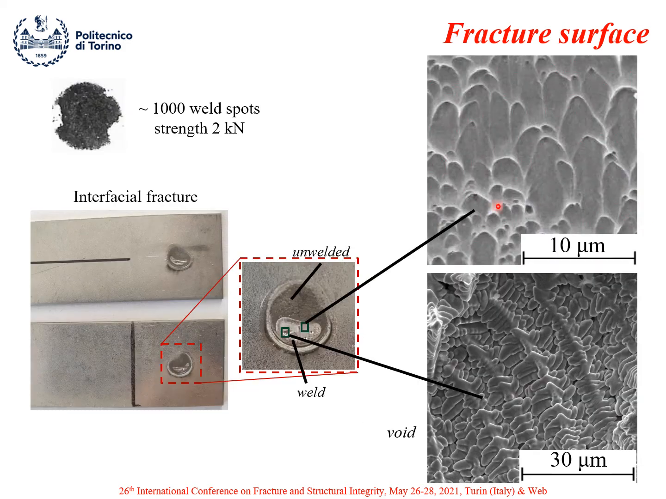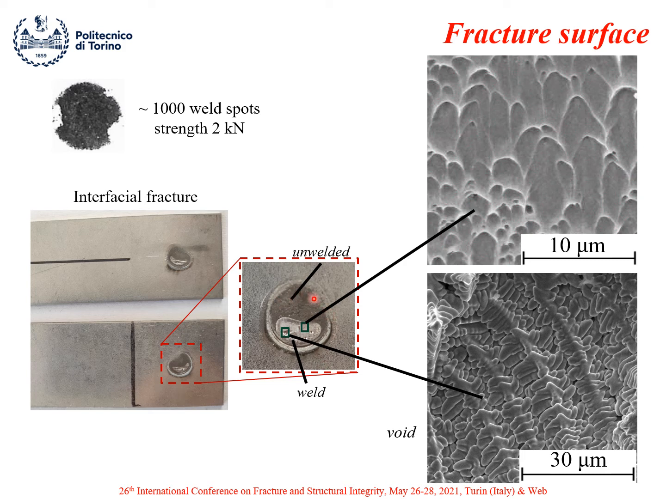Differently, when the electrode was very worn, for about 1,000 weld spots, you can see the mechanical strength was very low. The fracture mode was completely interfacial, and so we have a separation of the joint throughout the sheet surface, and particularly by magnifying the fracture surface, you can see that basically this low strength is due to the fact that the nugget was not completely welded.